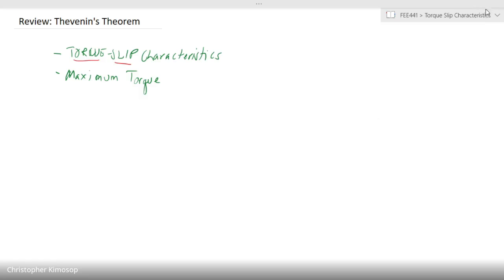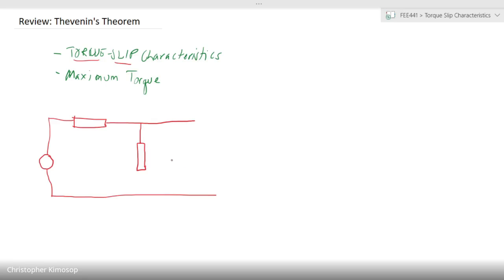Today's lecture will continue with an introduction to Thevenin's theorem. We will recall from our circuit and network theory, or electrical circuit theory, we had Thevenin's theorem and Norton's theorem. Today we'll make use of Thevenin's theorem, which will look a bit like that.